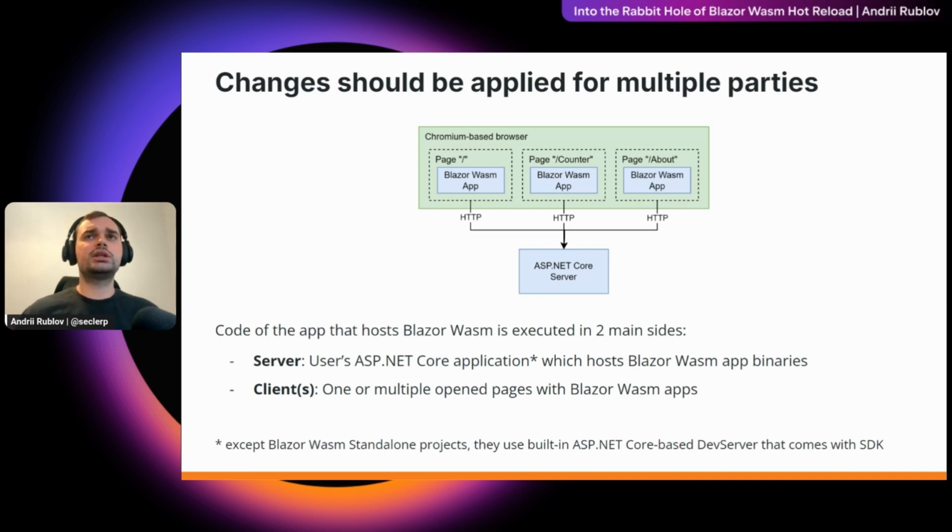It should be understood that each open tab with a Blazor Wasm application is a separate runtime. Accordingly, having a common code base with the server, both the server and all running clients should receive changes more or less synchronously, or at least in some predictable order.